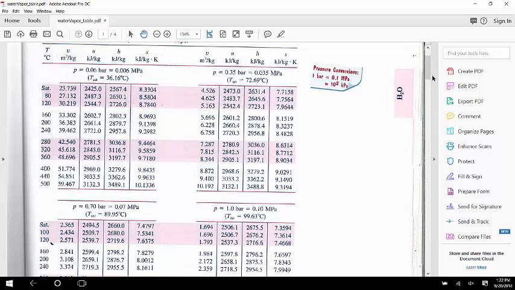And since all of these are given as specific quantities, as intensive properties, if you want to go to the actual volume or the actual internal energy, to represent actual internal energy in joules or something, you're going to have to multiply by the mass of the material.